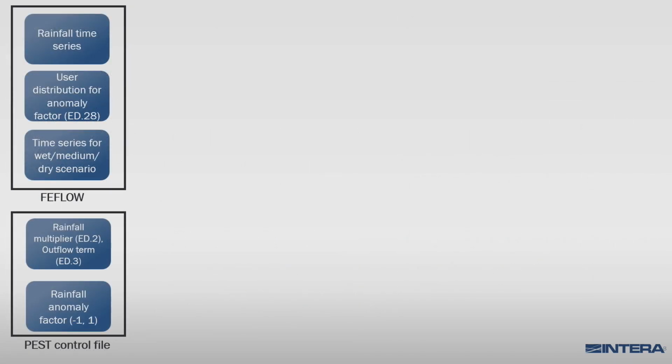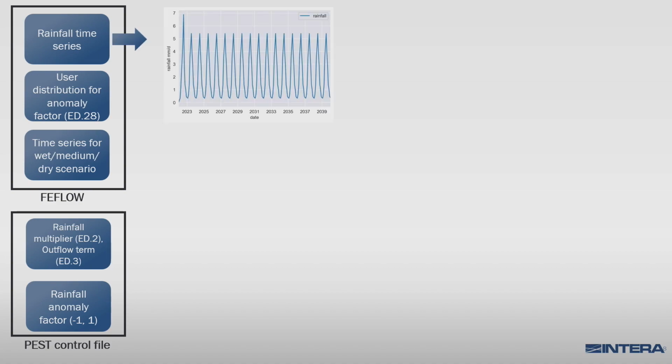Let's see. So first of all, we added a predictive rainfall time series in the FeFlow model, just a constant seasonal variation, and added a user distribution for an anomaly factor. I will come back to that one later. For all who are only using MODFLOW, user distribution in FeFlow is mainly an empty array with x, y, z, and you can add a parameter to that.